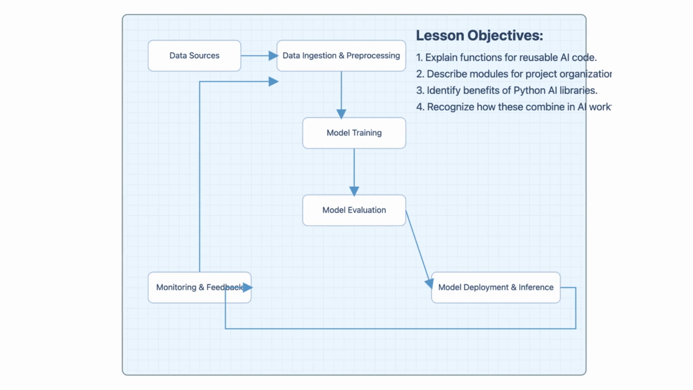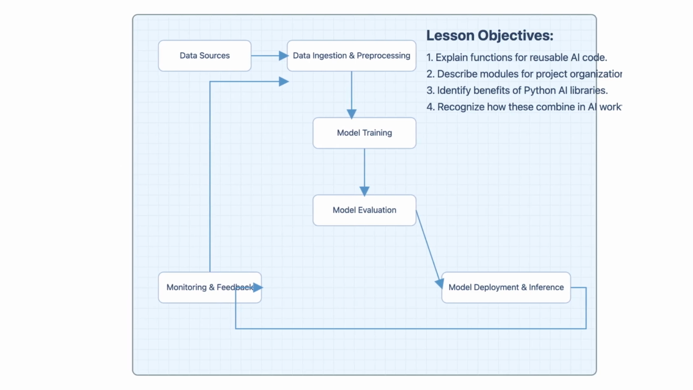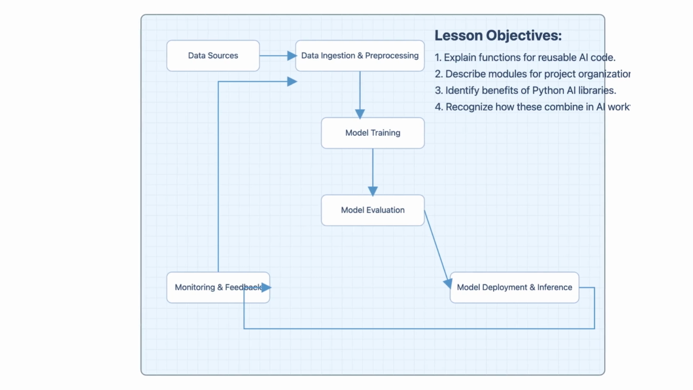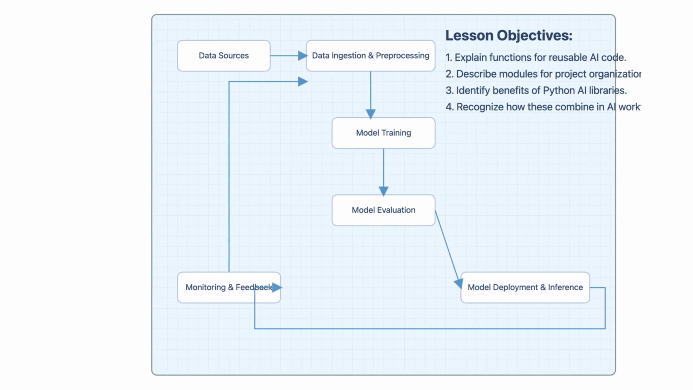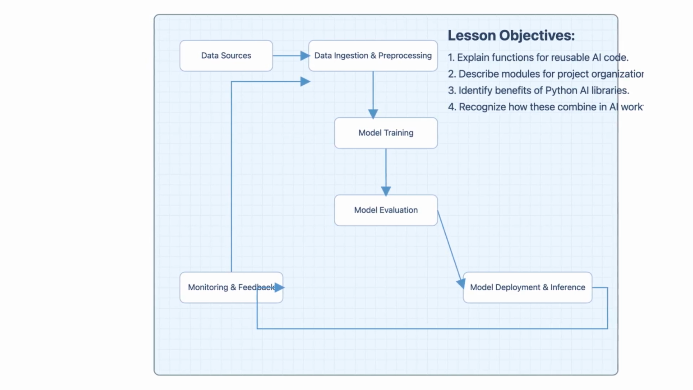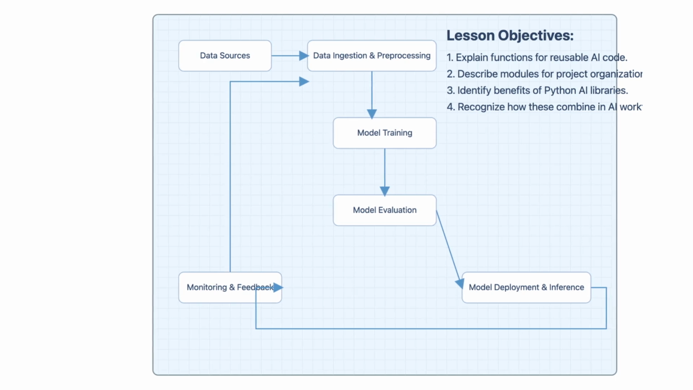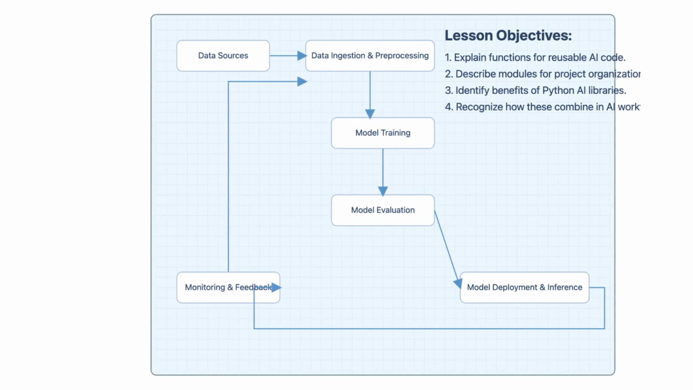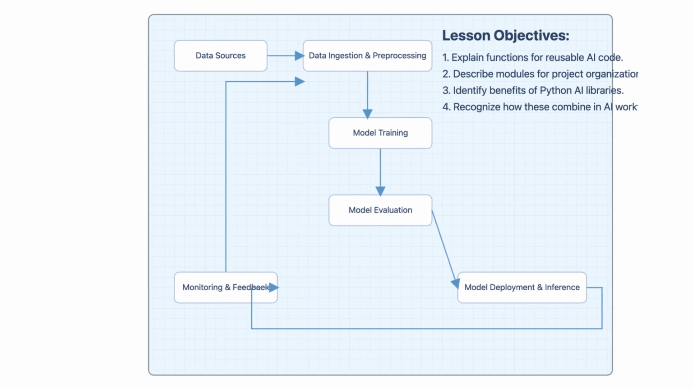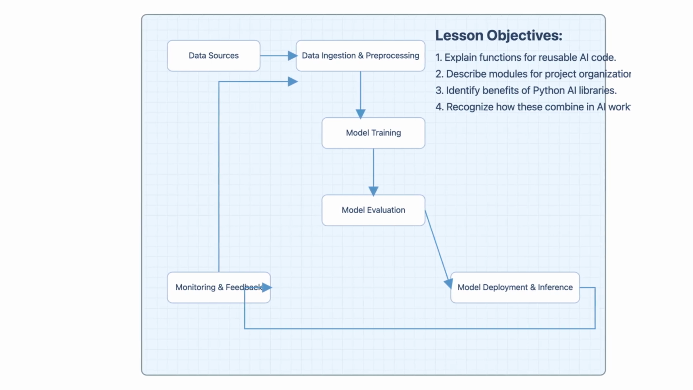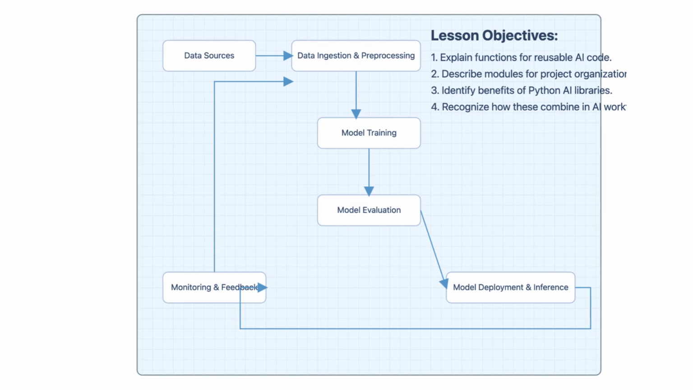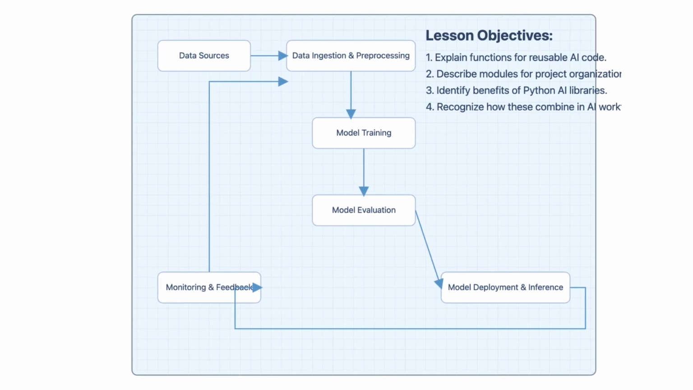By the end of this lesson, you will be able to, first, explain the role of functions in creating reusable and testable AI code. Second, describe how modules help organize larger AI projects. Third, identify the benefits of using powerful Python libraries in AI development. And finally, recognize how these three elements combine to form robust AI workflows. This lesson is all about equipping you with the foundational knowledge to move from simply writing code to architecting intelligent systems. Let's begin by setting our learning objectives.